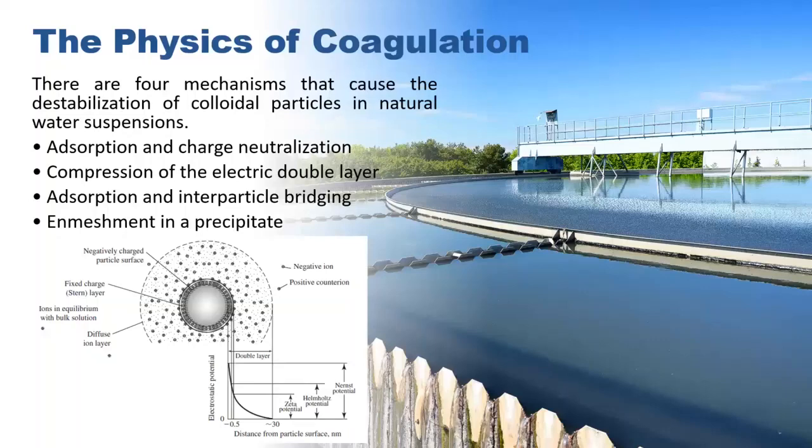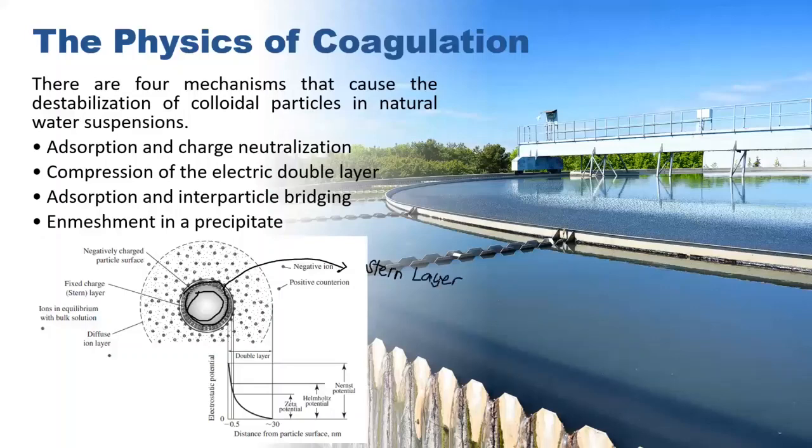As shown in the figure, the negatively charged particle attracts a layer of cations that are strongly adsorbed to the surface. So this layer is called the stern layer. This is the negatively charged particle inside the circle, and the stern layer is this part here in the second layer after the circle. So this is now the stern layer.